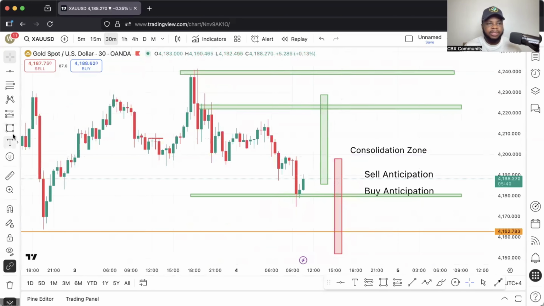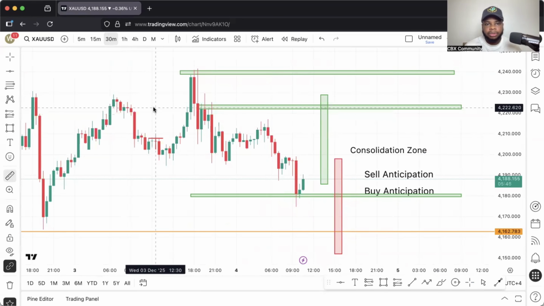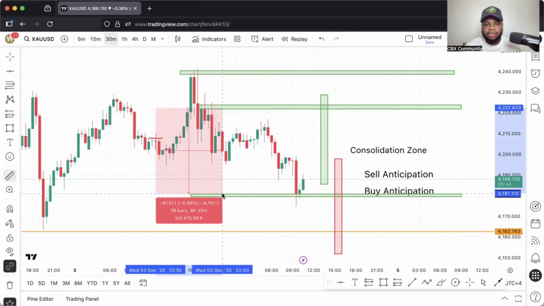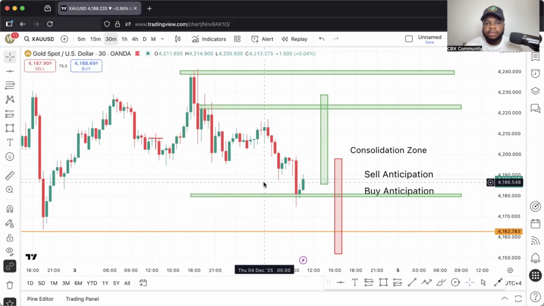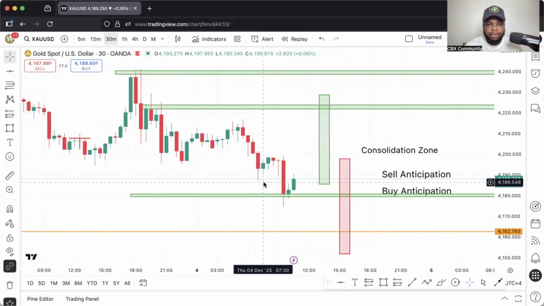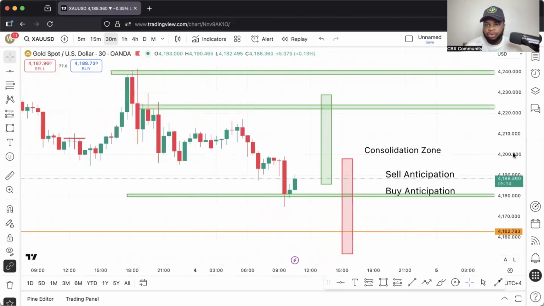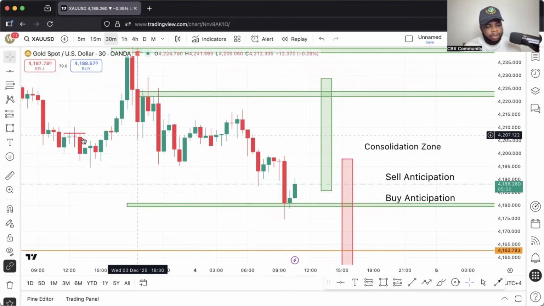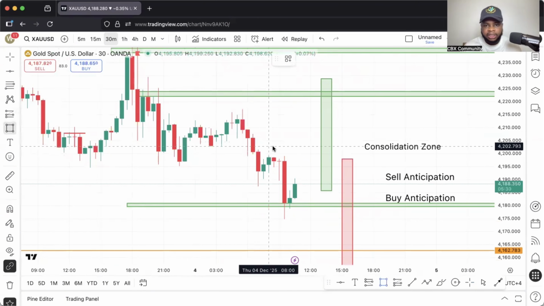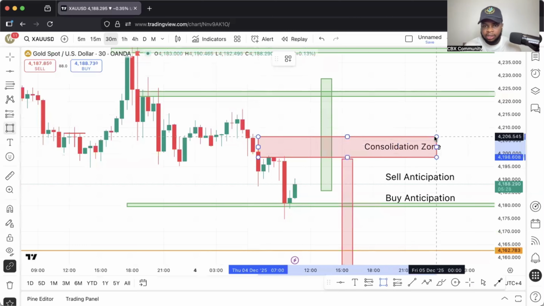So let's measure from the resistance down to the support. From this resistance down to the support, 415 pips. That's huge too. That's huge. But I can see a structure. We have a resistance zone over here. I can see a structure.